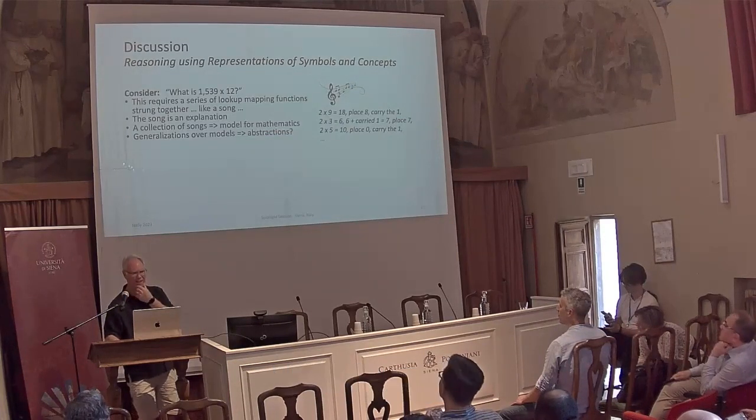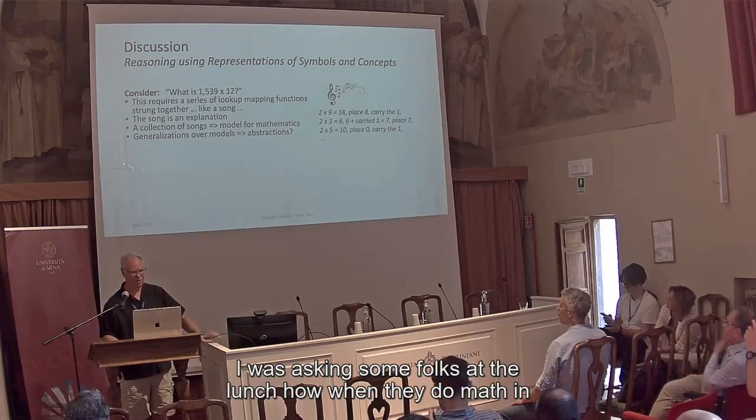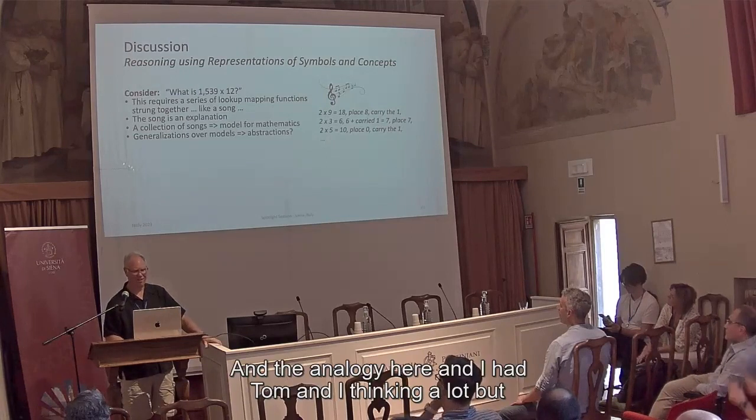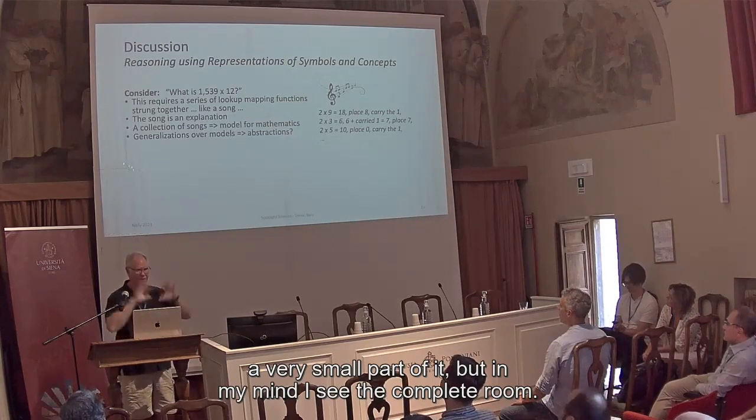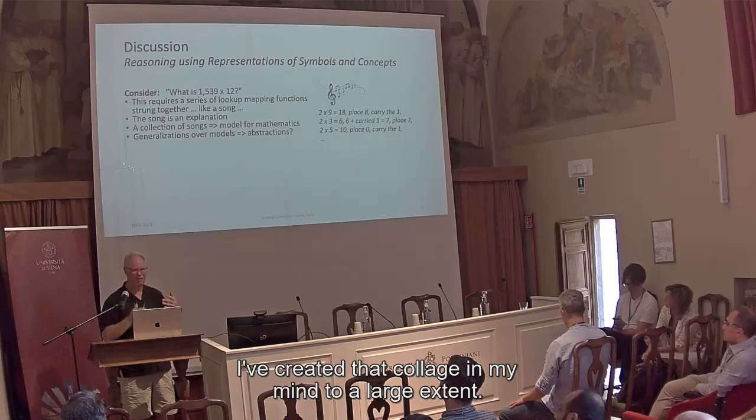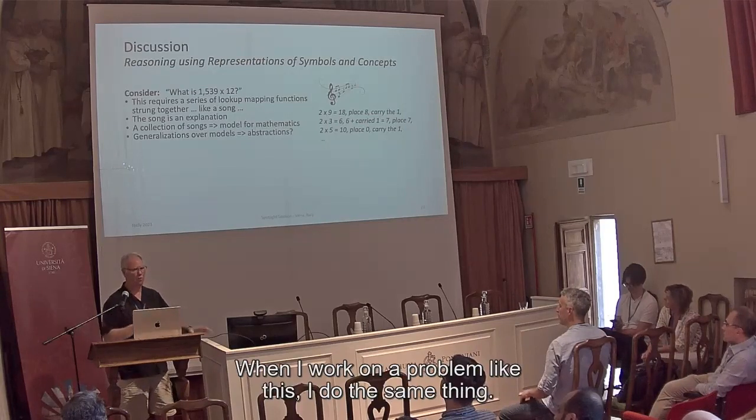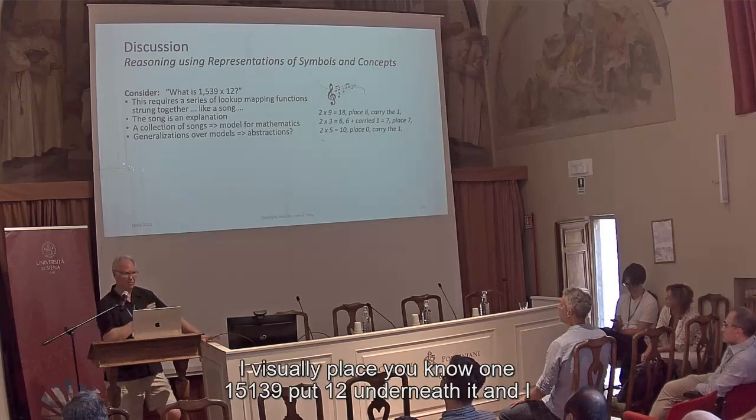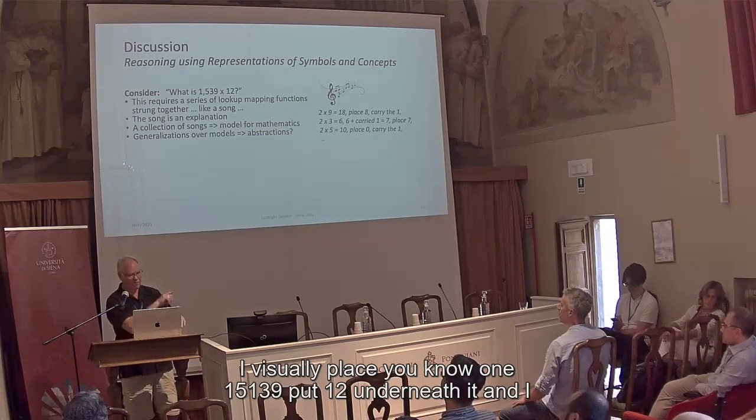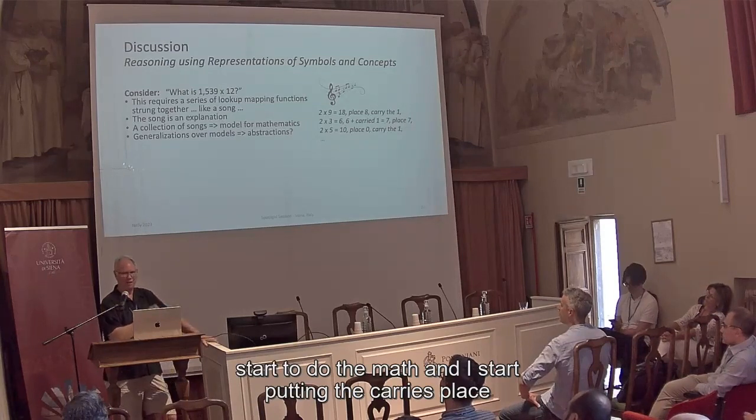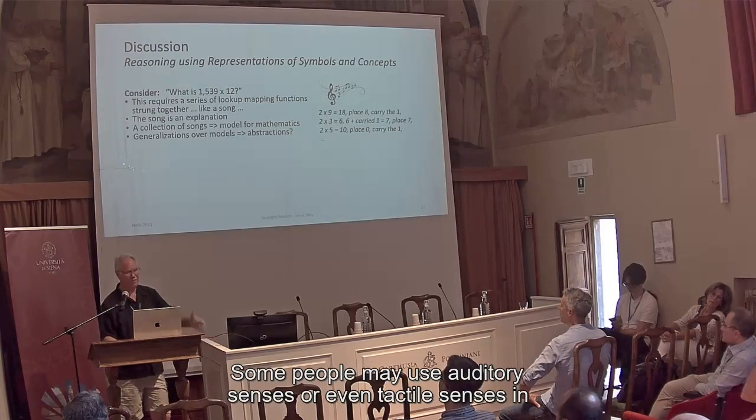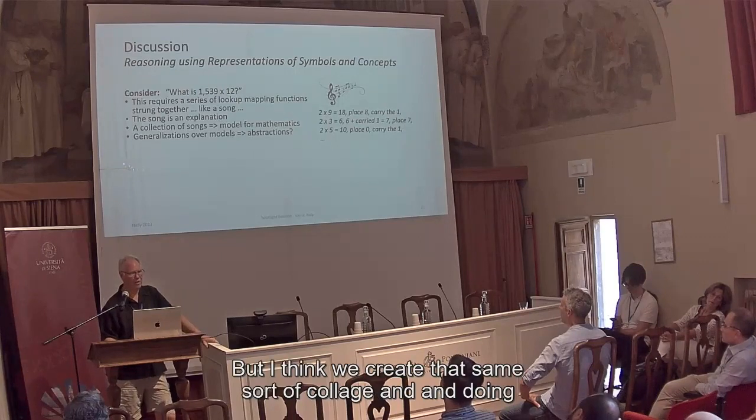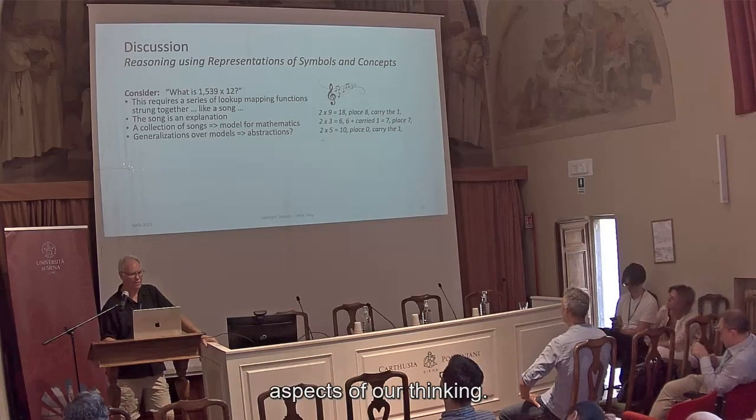So I think I pretty much covered that. I was asking some folks at lunch how, when they do math in their brain, how do they do it? And the analogy here, and I had Tom and I thinking a lot about this, was that as I'm looking out into the room here, I'm foveated on a very small part of it, but in my mind, I see the complete room. I've created that collage in my mind. To a large extent, when I work on a problem like this, I do the same thing. I visually place 1539, put 12 underneath it, and I start to do the math, and I start putting the carries visually in space. Now, everybody may not do that. Some people may use auditory senses or even tactile senses in different ways, but I think we create that same sort of collage in doing aspects of our thinking.